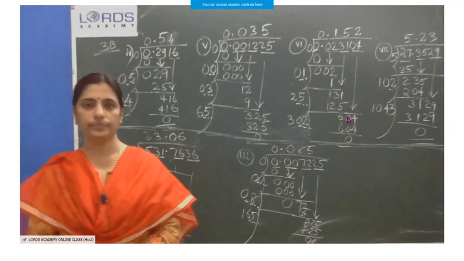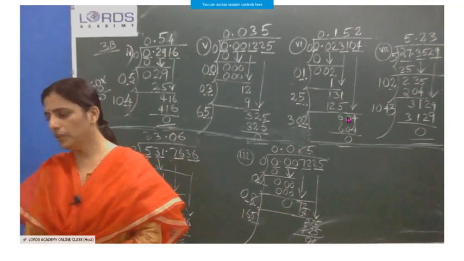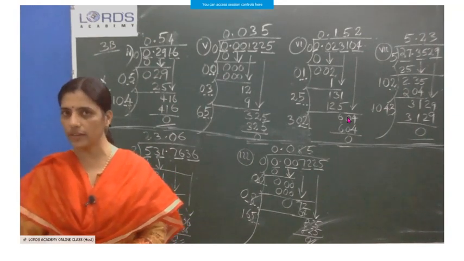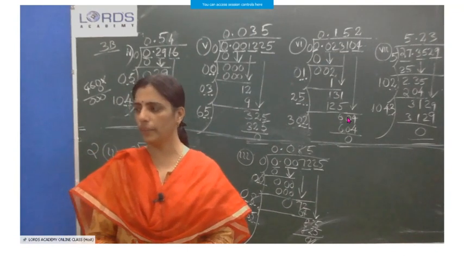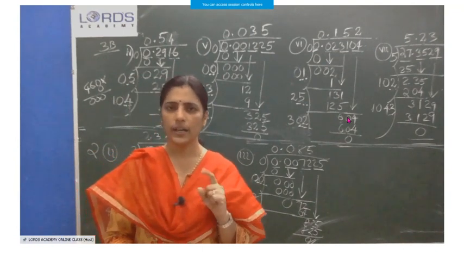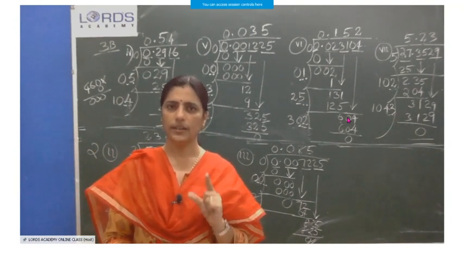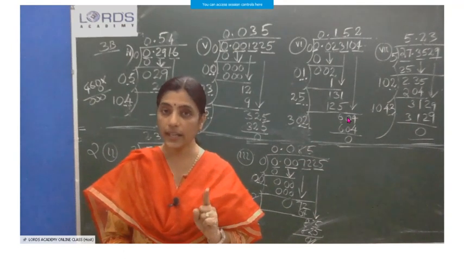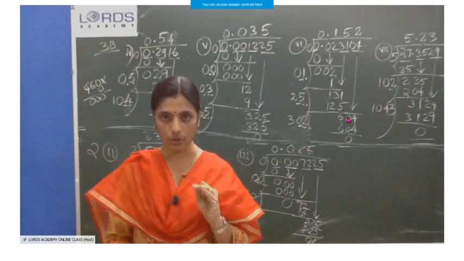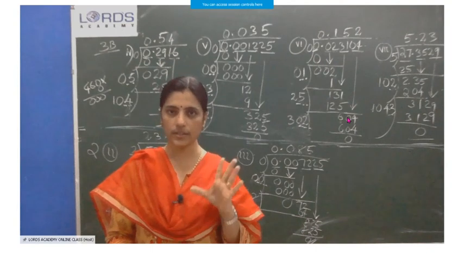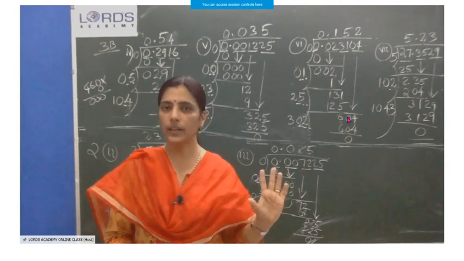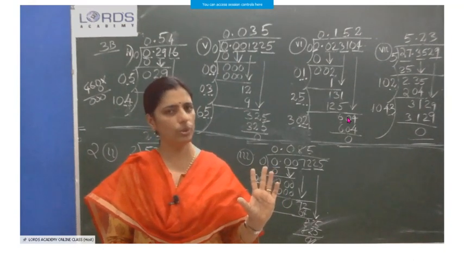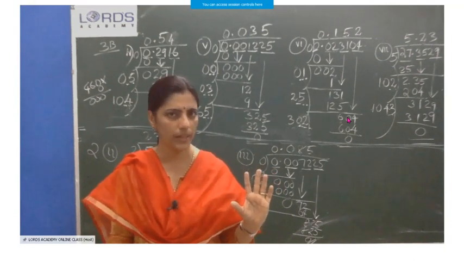Question number 8. Is it possible for the square of a number to end with 5 zeros? Give reason. Is it possible for a square number? What property we have studied? All the square numbers, number of zeros will be even. Either 2 zeros or 4 zeros or 6 zeros or 8 zeros. Only even number of zeros will come in square numbers. You know the reason also, because we are doubling, no?